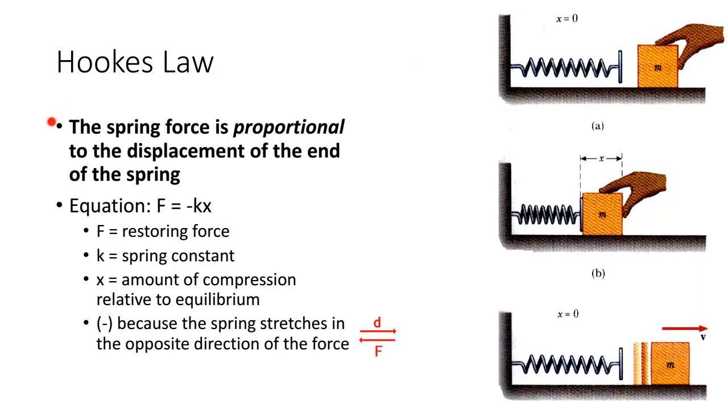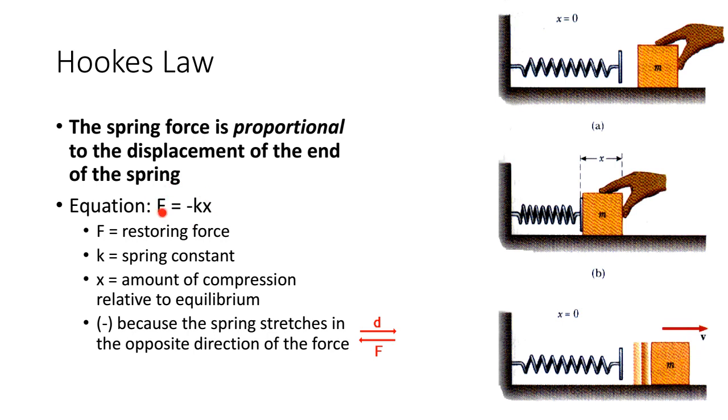Hooke's law says that the spring force is proportional to the displacement of the end of the spring, meaning that as you move a spring away from equilibrium, as you compress the spring, it'll require more and more force. You can see in this picture that this spring is storing energy in the form of potential energy and using that to convert into kinetic energy, sending the block flying away afterwards.